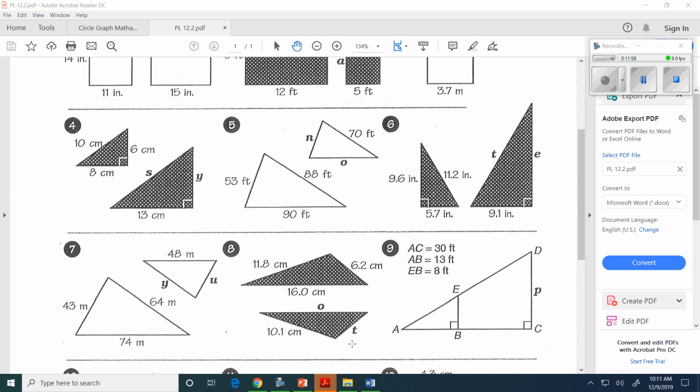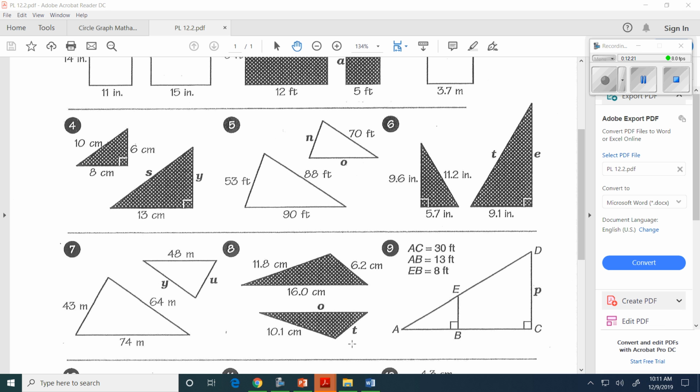So on most of these, you will notice that you have two that you have to solve for. On number 5, you have to solve for letter N and letter O, two separate problems. Notice in number 6 that these are reflected, so you have to be careful about figuring out which side is which.